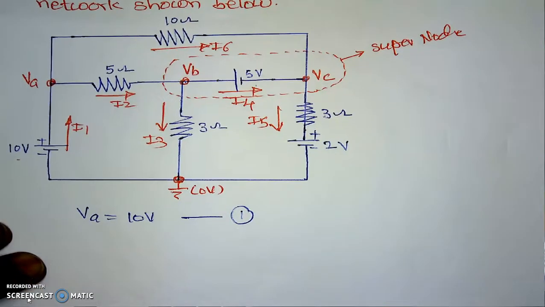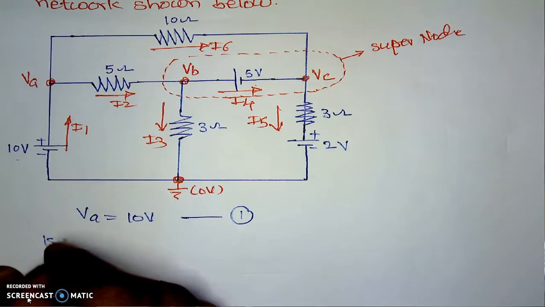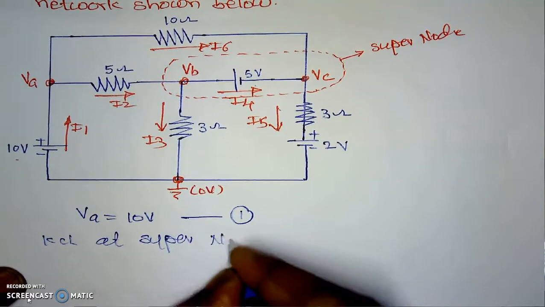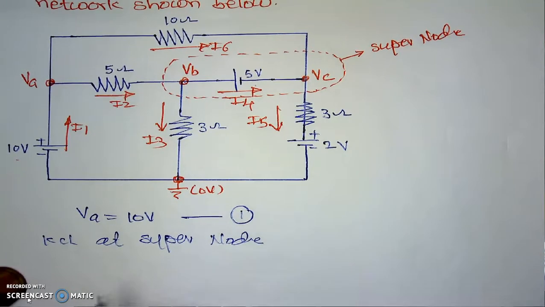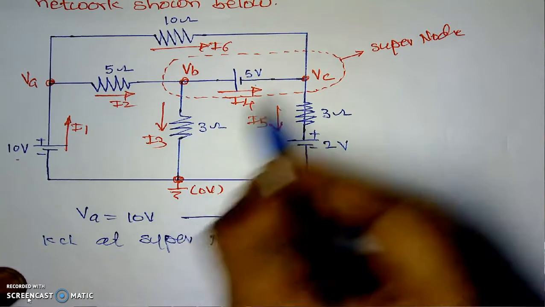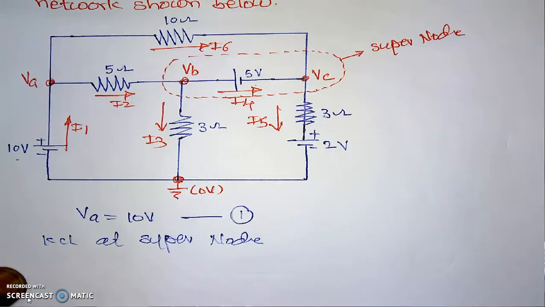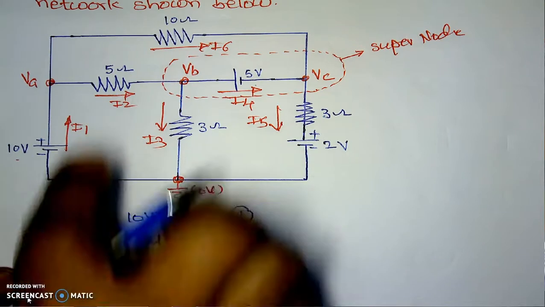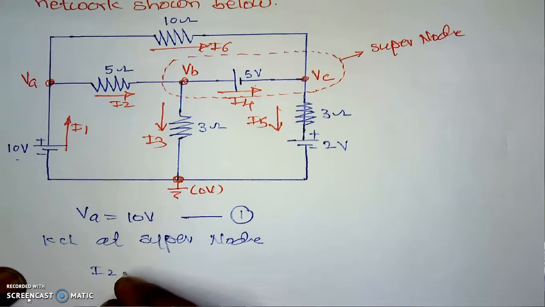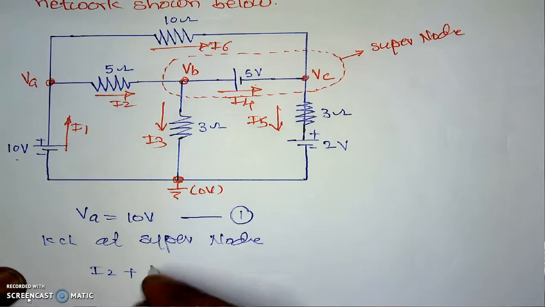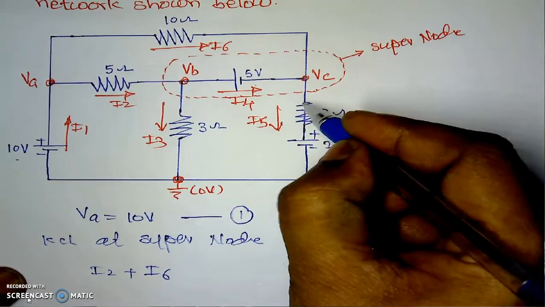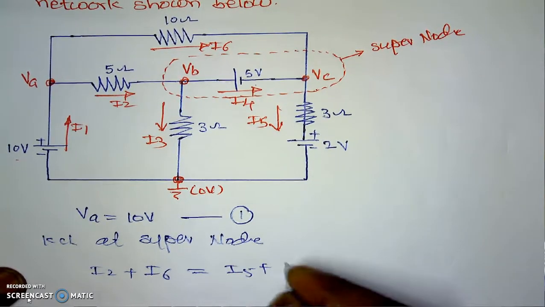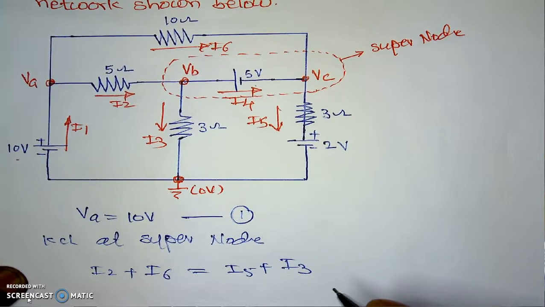Now here, if we are applying the KCL at the supernode, look at all the branches connecting to that dotted circle and assume the direction incoming. Here this I2 is incoming, I will mark I2 as incoming, plus this I6 is also incoming towards that, which is equal to I5 outgoing, plus this I3 is also an outgoing current.